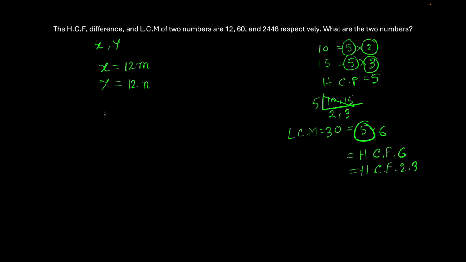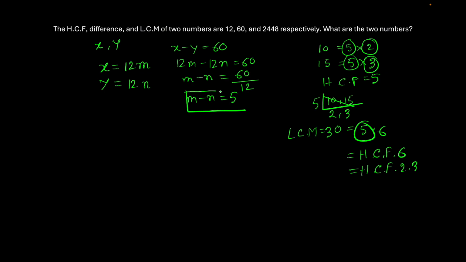And also the difference is 60. So we can also write X minus Y is equal to 60, or 12m minus 12n is equal to 60, or m minus n is equal to 60 divided by 12. So it will be 5. So this is our another equation.